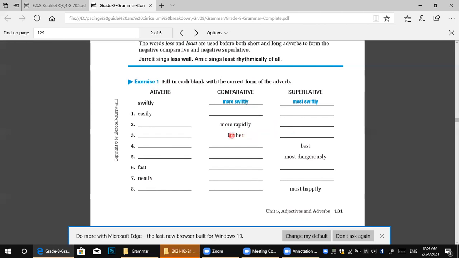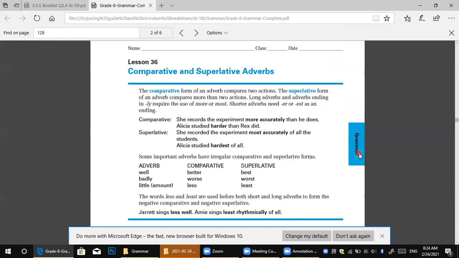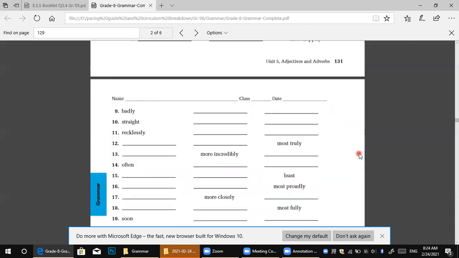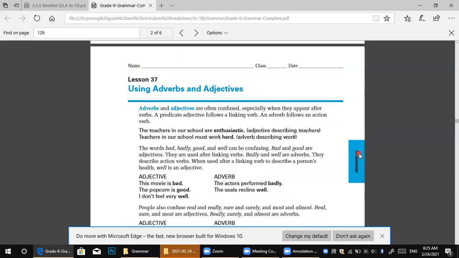Here, farther. What is the adverb? Far, F-A-R, and the superlative is farthest. So I think that's clear. It's the same case as with adjectives, the same point with adverbs. After that, the next lesson is about using adverbs and adjectives. It summarizes what we said before.